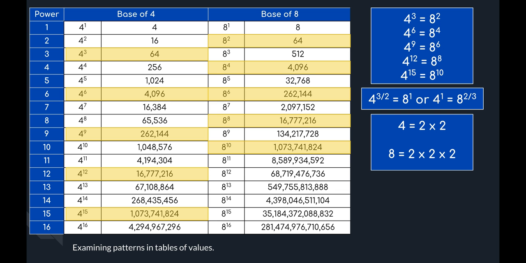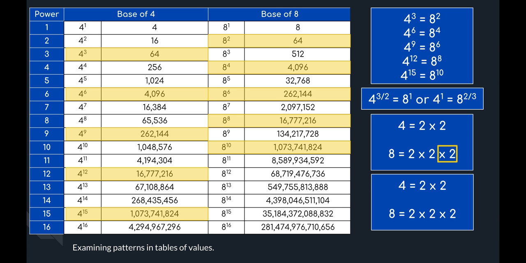When I write 4 and I write 8 as products, 2 times 2 and 2 times 2 times 2, there's some interesting things that we can connect to those exponents. Notice that 8 has a third product of 2. When we look at that, it tells us that 8 is 3 of the 2 components that make 4, or 4 to the 3 halves.